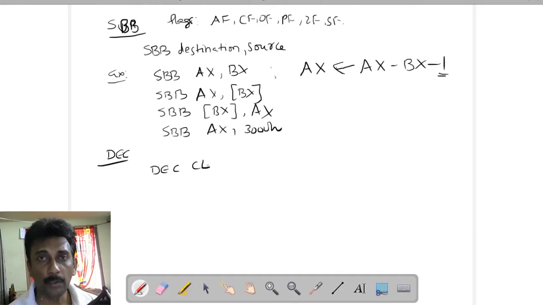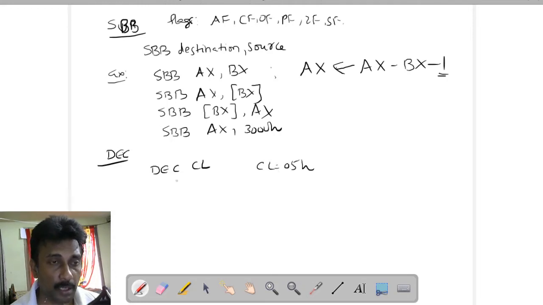While using this decrement, the value will be decremented by only one count. So let us take a counter value CL equal to 5H. Then after executing this instruction, the CL value is decremented to 4H. Like that we can use it. The instruction format is only decrement destination. And the next one is the negate instruction.